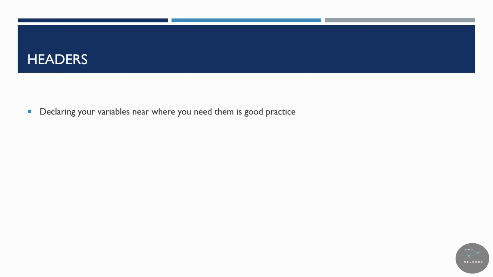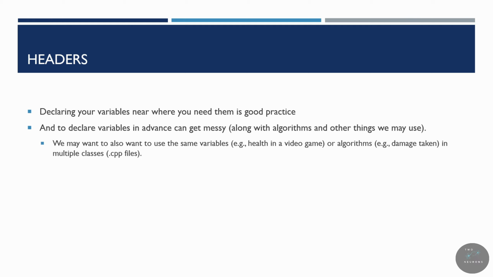So that kind of brings us to our headers. Since we've talked a lot about declaring variables, we've talked about different ways of doing it, we need to consider some good practice. And headers are kind of a great place to start there. And when you declare your variables, good practice says you need to declare them near where you use them. However, to declare variables in advance, to declare our algorithms, to set everything up, can get messy, especially as we add more and more things in.